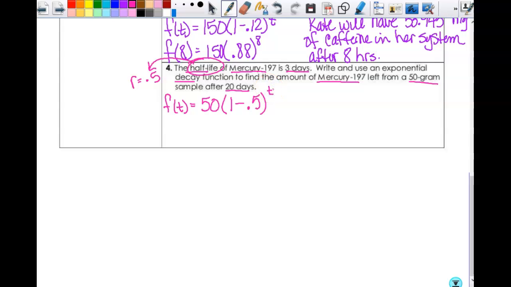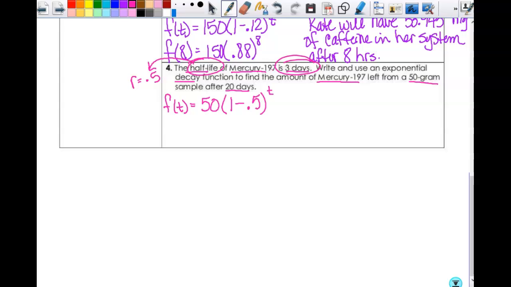Sort of. t stands for what in this? I mean, it's time, but specifically on here, what does it represent? Days. Okay. Does this get divided in half every single day? No. It says it's 3 days, right? So am I going to multiply or am I going to divide?